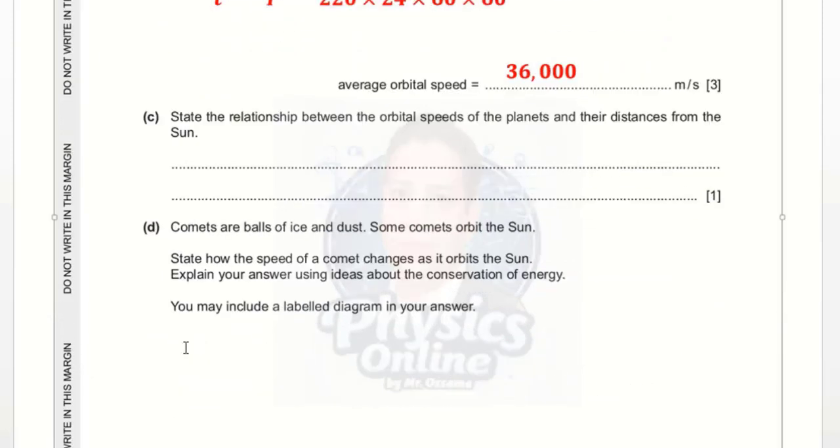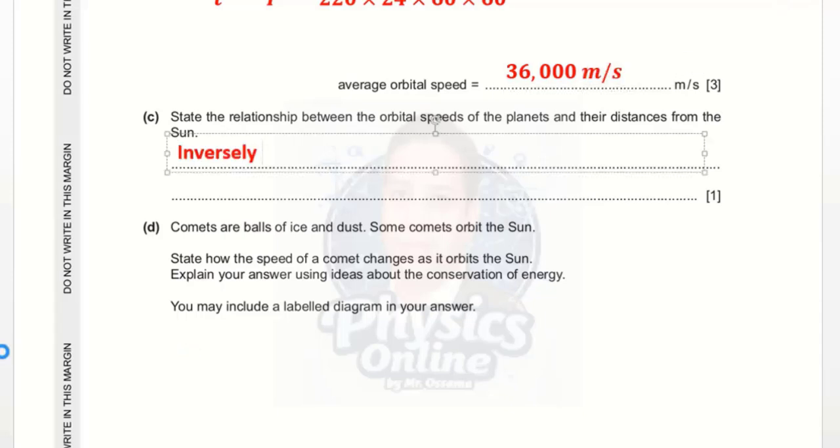State the relationship between the orbital speed of the planets and their distances from the Sun. As the distance increases, the time period also increases, so the speed of the planet decreases. So the relationship is inversely proportional.